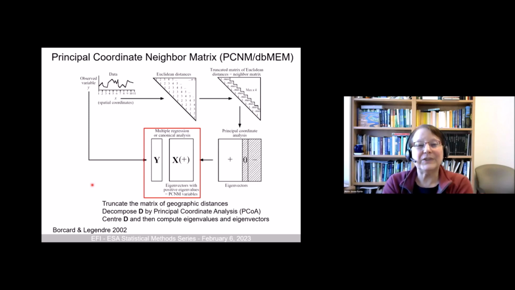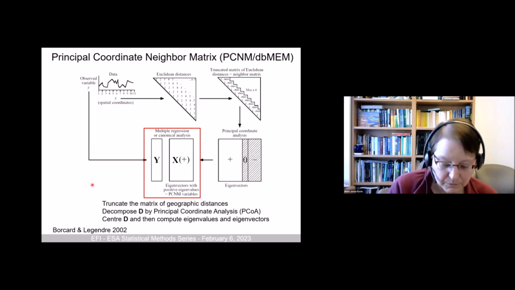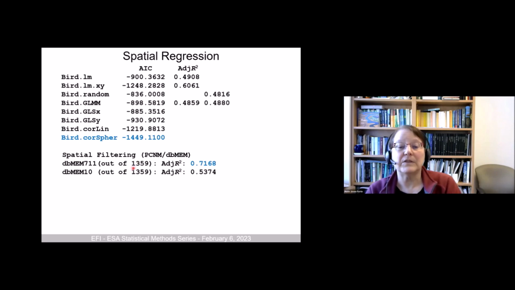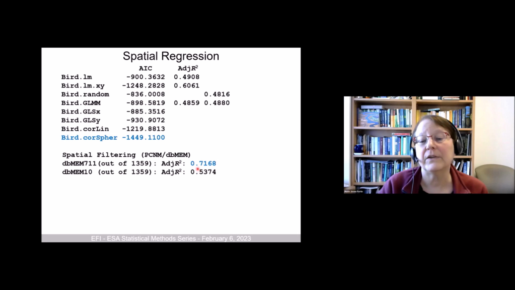Okay, so now let's see how this decomposition of scale works, maybe there's more than one scale in such a data set. So let's use this distance-based Moran eigenvector maps. When I do this, I had 1,359 observations, and of those that were positive, there were still quite a lot, 711 of them. And the adjusted R square, when I do the multiple regression, is 71.